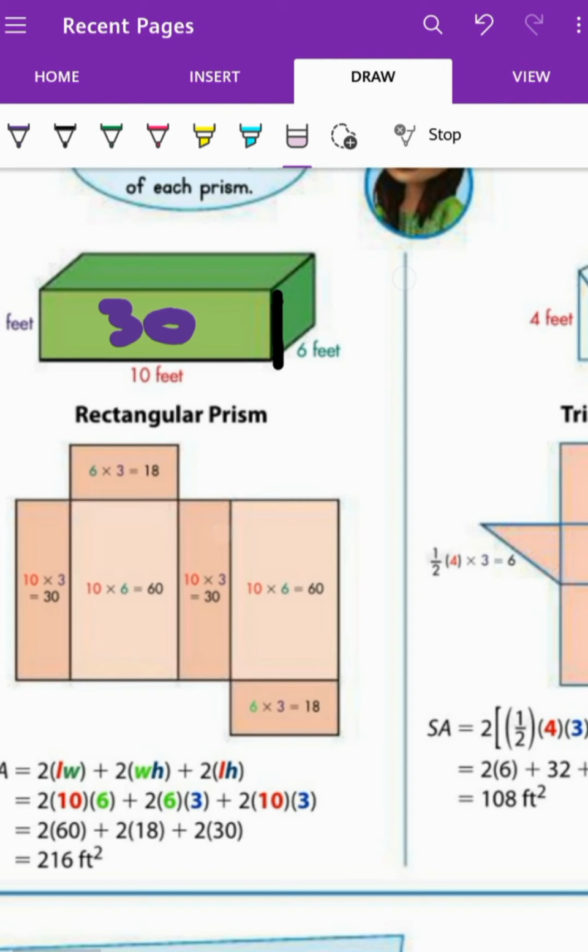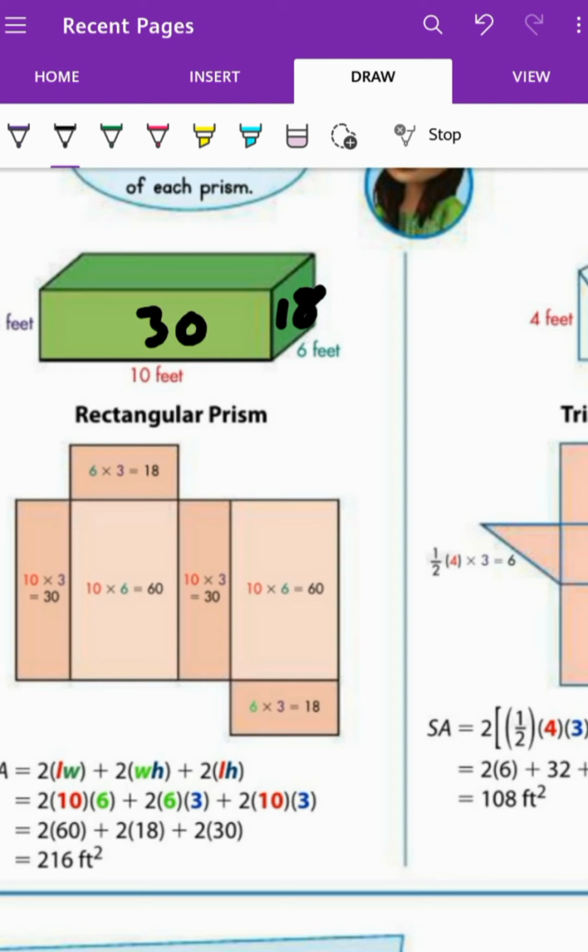Don't take the 10, because it is close to the right rectangle. Be careful. You take the opposite of this side. What is the opposite? This one has no number, but this one does, so it is 3. Yes, good. So 3 by 6 equals 18. So this is 18, and this is 30 from the beginning.